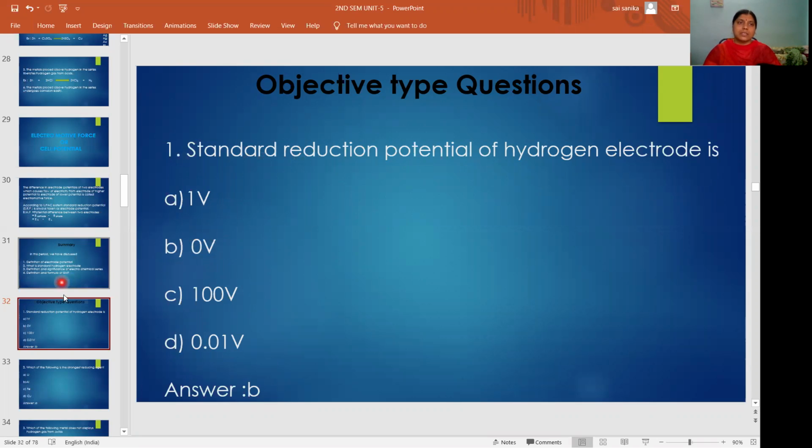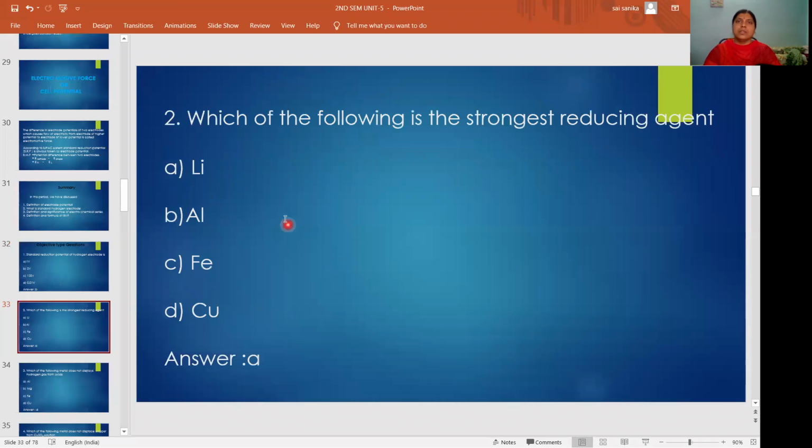Then next, the second question. Which of the following is the strongest reducing agent? Options: A lithium, B aluminum, C iron, D copper. In the electrochemical series, the one which undergoes oxidation easily will act as a good reducing agent. So lithium is the answer.